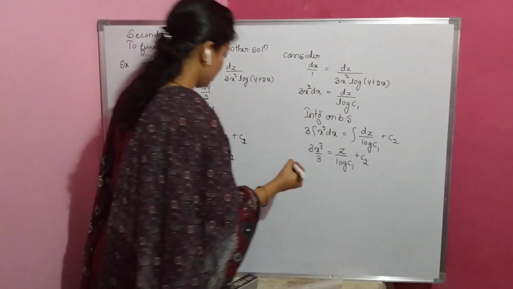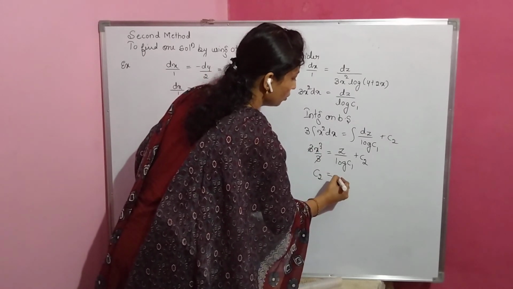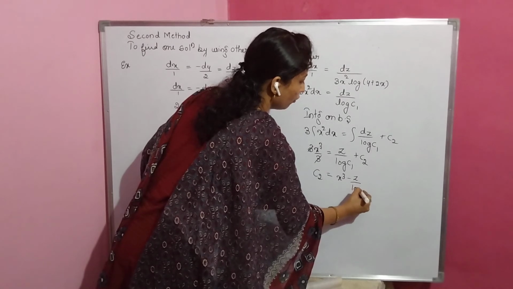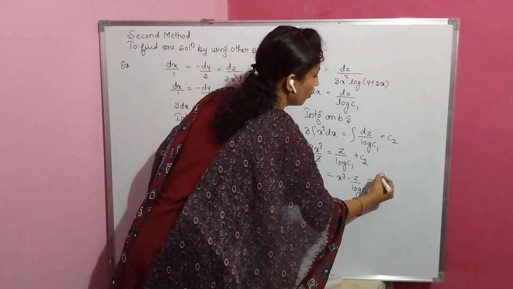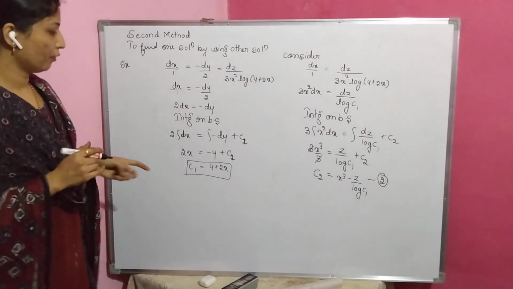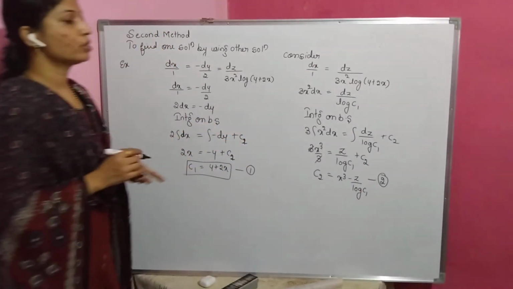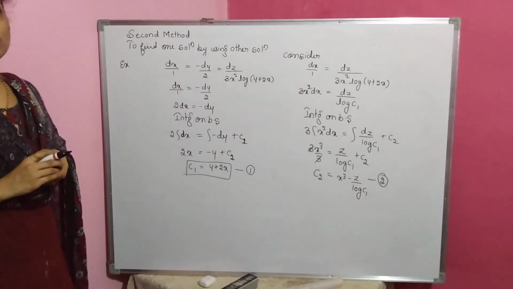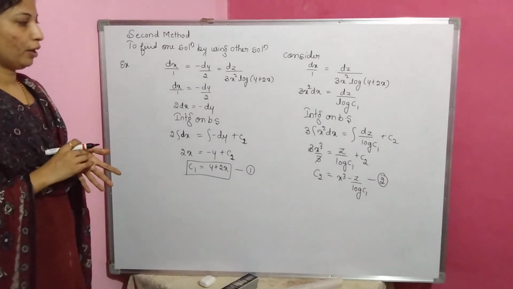Therefore we write c2 is equal to, the term 3 gets cancelled, so x cube minus z divided by log of c1 is the solution for the given symmetric simultaneous differential equation. So here call this c1 as equation 1 and c2 as equation 2. Equation 1 and equation 2 give the solution for the given symmetric simultaneous differential equation.